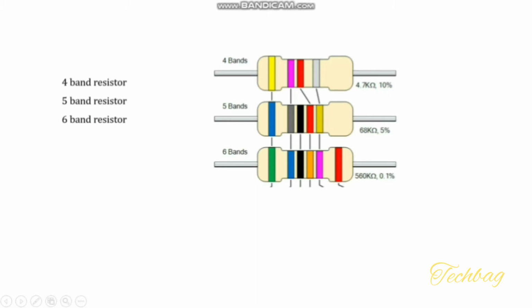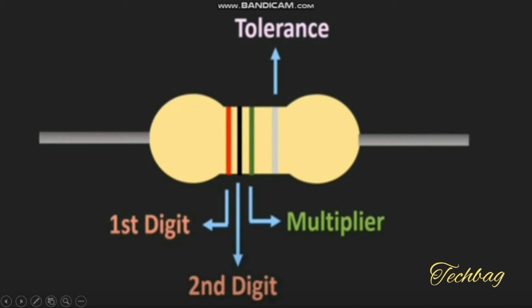So next we will see the 4 band resistor. That is the color coding of a 4 band resistor. Here the first two bands decide the first two digits of your resistance value. The third band is a multiplier band, which gives the multiplication factor for the resistor, and the fourth one is a tolerance band, which gives the tolerance value for this resistor.